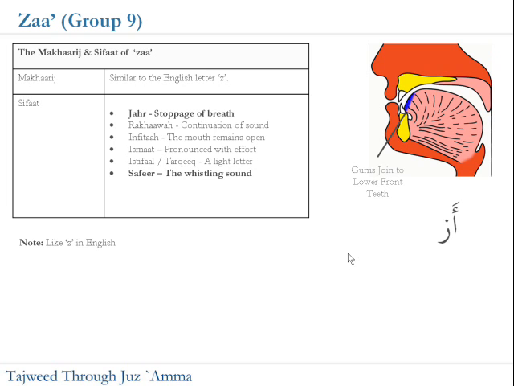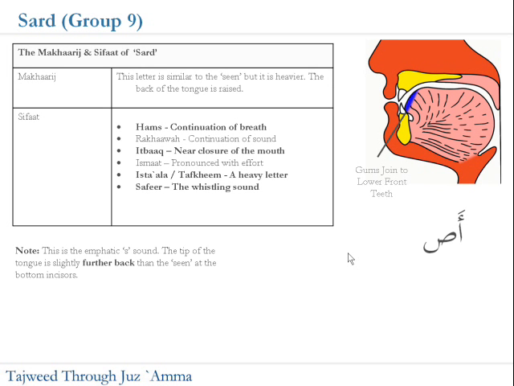Then we have the za. Some people call it the zay, and this is more like the English z. So this is az, az. So you have za, zi, zu, az, az, and again it's got a whistling sound.